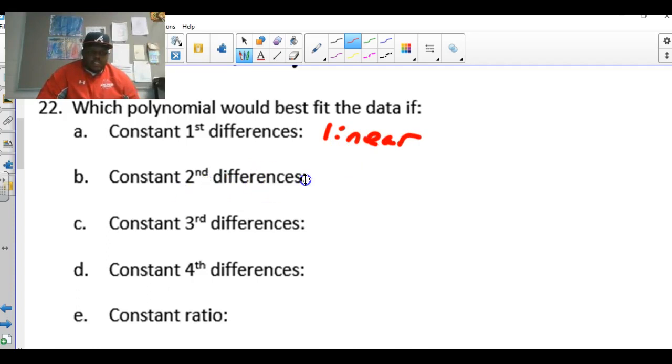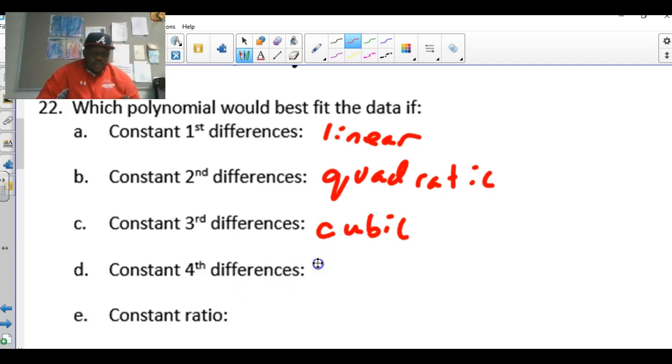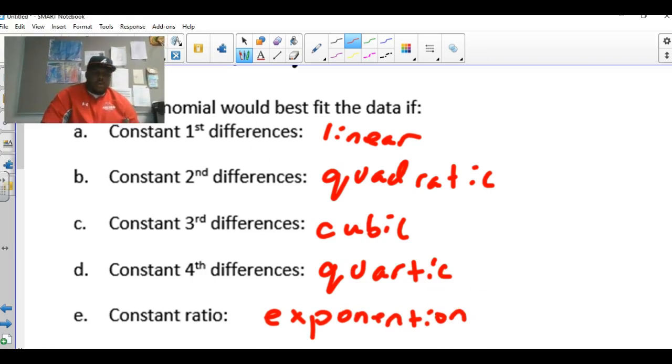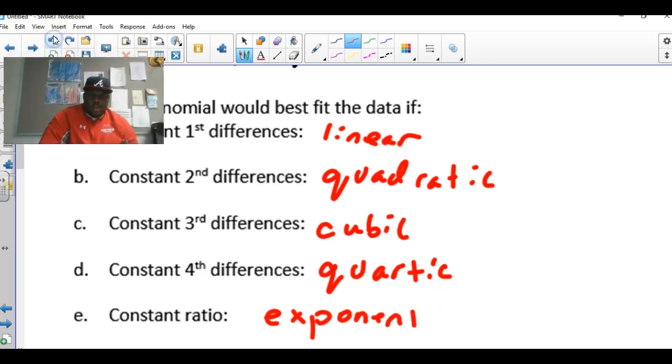A constant second difference is quadratic. A constant third difference is cubic. A constant fourth difference is quartic. And a constant ratio, guys, is going to be exponential. Man, I totally misspelled that. Sorry about that. I was thinking about exponential for some reason. All right, exponential. Sorry about that.